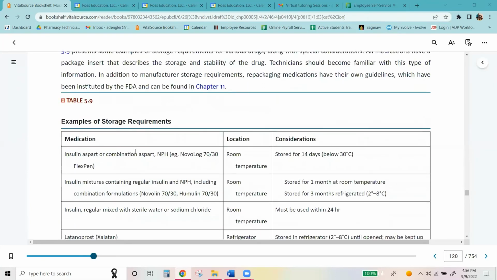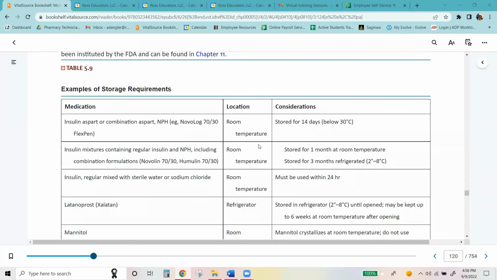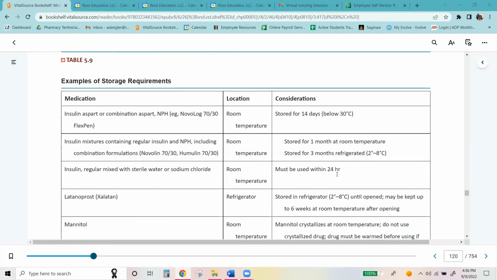Table 5.9 has some examples of storage requirements. Once a patient gets their insulin, we store it in the fridge, but once they receive it, they can leave it out at room temperature. And here are some considerations.